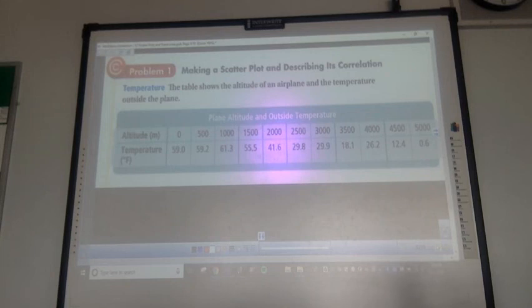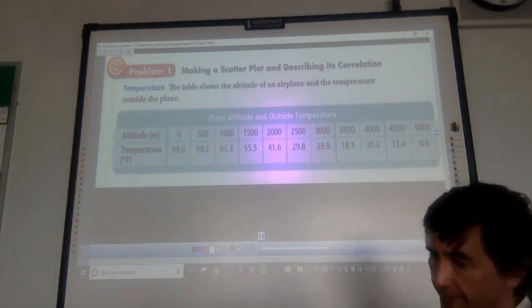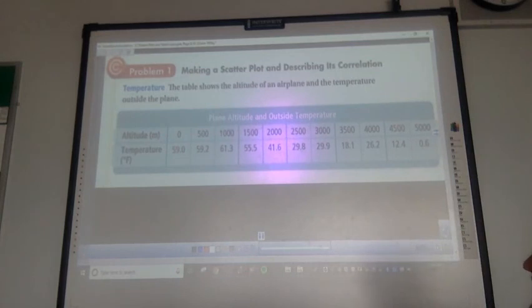Let me know if you need me to reread any of those. I'm more than happy to. Yeah. 0 is 59. 500 is 59.2. 1,000 is 61.3. 1,500 is 55.5. 2,000 is 41.6.